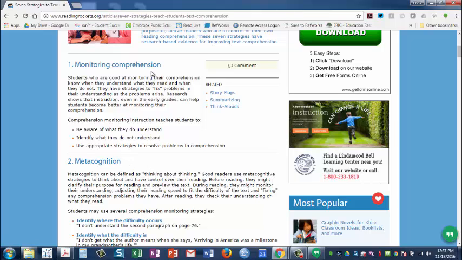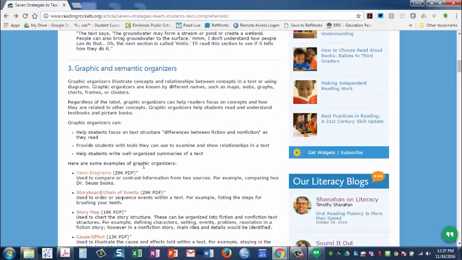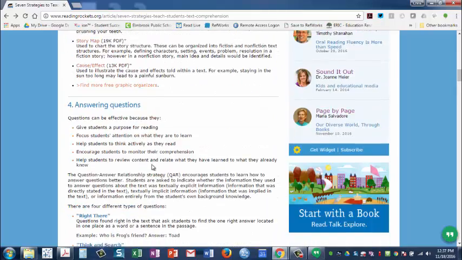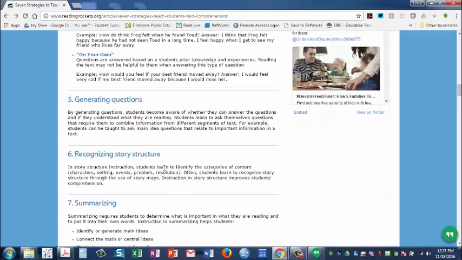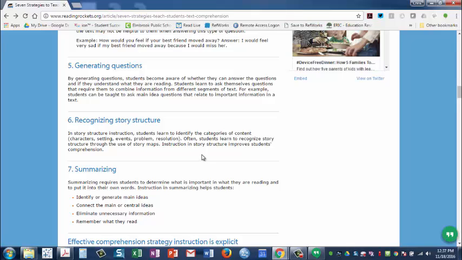So the 7 strategies are monitoring comprehension, metacognition, graphic and semantic organizers, which is where we are focusing today, answering questions, generating questions, recognizing story structure, and summarizing. As you'll see, we pulled just a couple of examples of graphic organizers. There are tons out there, but we'll just give you an example of how you could use these.